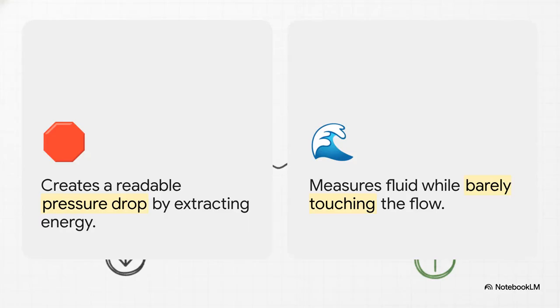Which brings us to the main event, the clash of methodologies. On one side, we have energy extractive meters. These are the traditional devices that literally steal energy from the fluid to create a readable pressure drop. And then on the complete opposite end of the spectrum, we have energy additive meters. These measure the fluid while barely even touching it. So it's this fundamental philosophical difference in engineering. Do you force the fluid to work for you, or do you just sort of passively observe it?